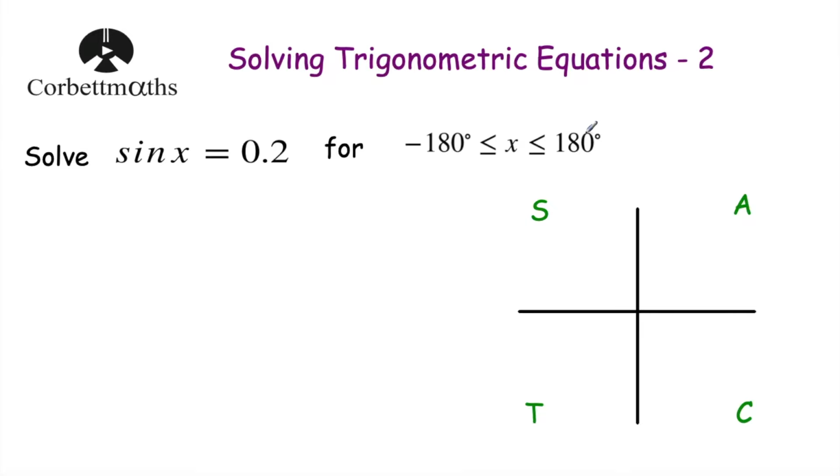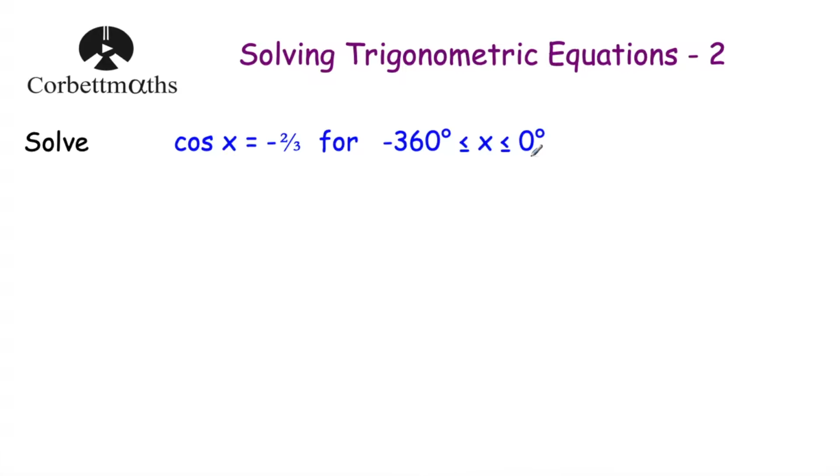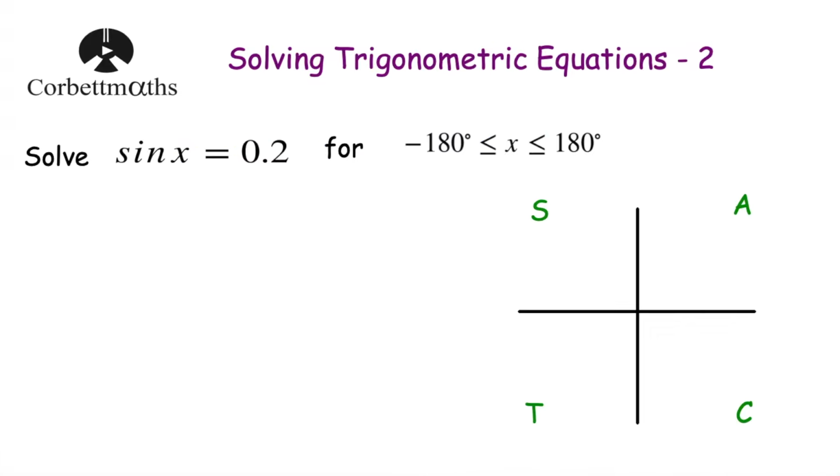In this video we're going to look at other intervals, so rather than between 0 and 360 we may be looking at between negative 180 degrees and 180 degrees. We might look at other intervals such as negative 90 degrees to 270 degrees. We may even look at intervals such as negative 360 degrees to 0 degrees. But in this video we're going to look at other intervals other than from 0 to 360.